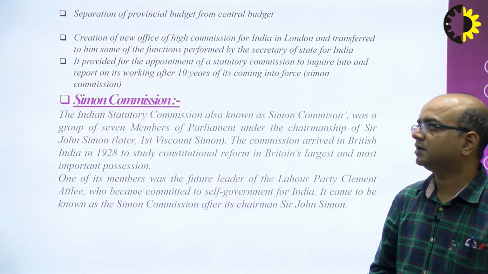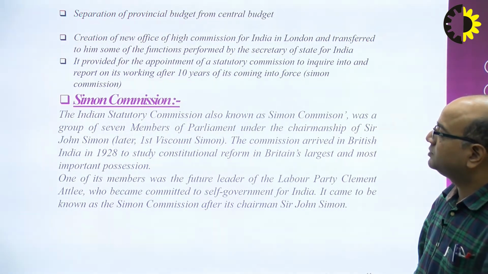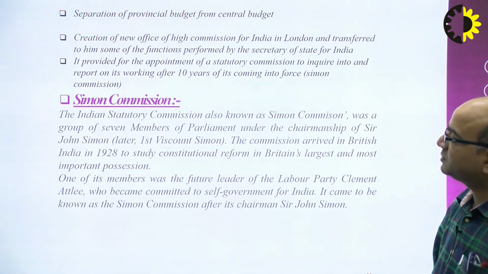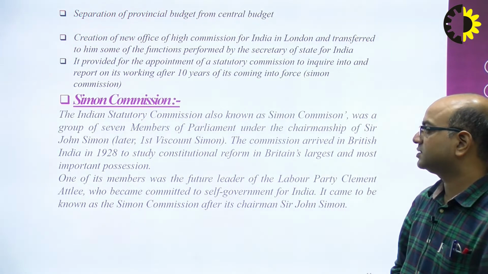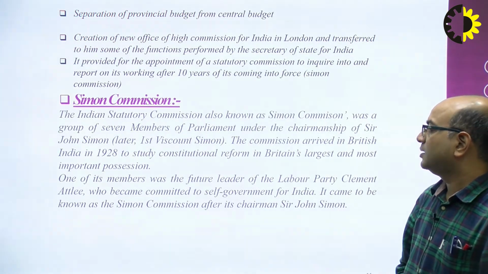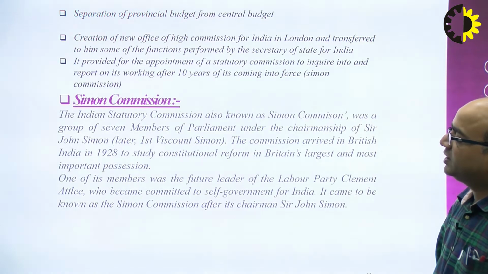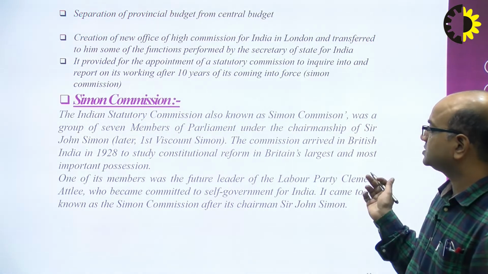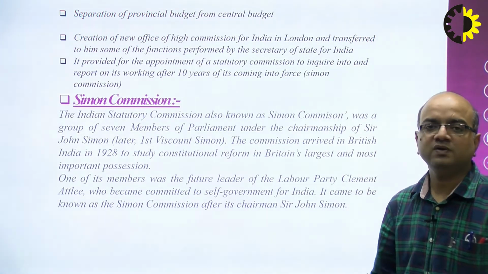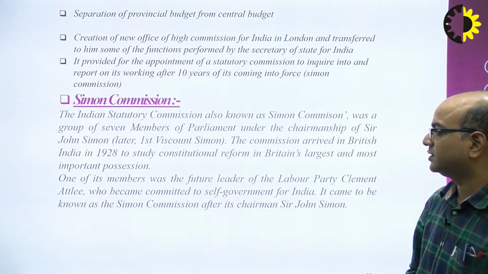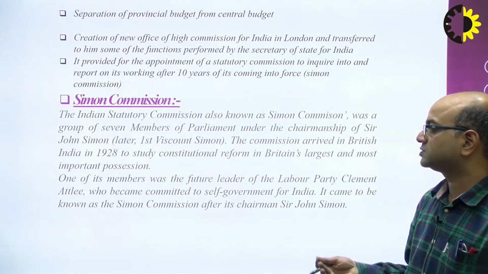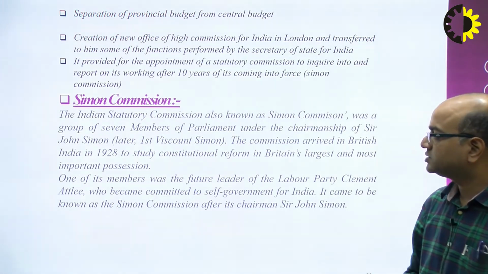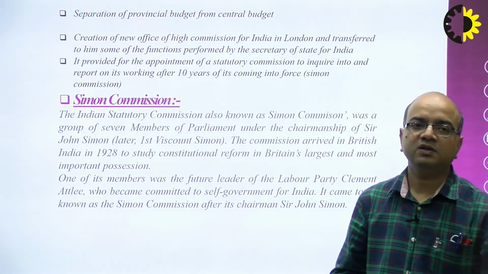Then next is the Simon Commission. So the Indian Statutory Commission, also known as the Simon Commission, was a group of 7 members of Parliament under the chairmanship of Sir John Simon, and the commission arrived in British India in 1928 to study constitutional reforms in Britain's largest and most important possession. So we know that India had lots of money, lots of gold, and many resources were present. So it used to be one of the major possessions or a very important colony for them.